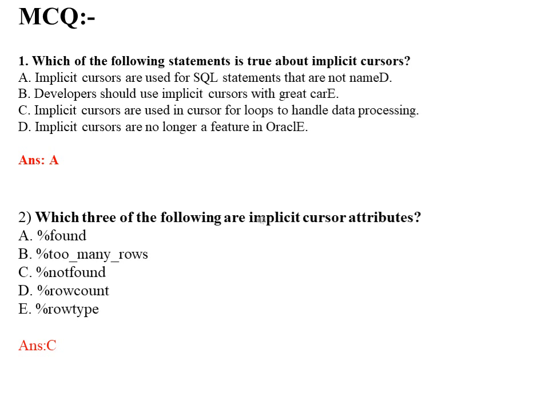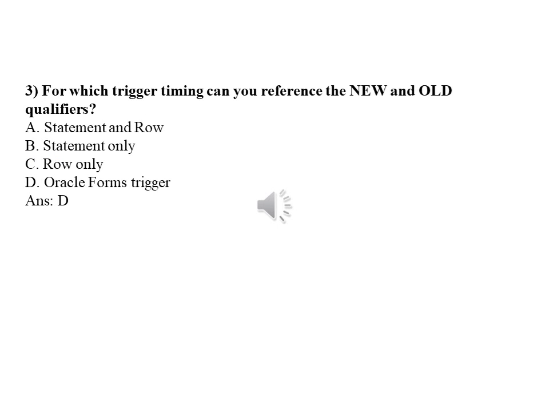Question number 2. Which three of the following are implicit cursor attributes? Option A, %FOUND. Option B, %TOO_MANY_ROWS. Option C. Third question. For which trigger timing can you reference the NEW and OLD qualifiers? Option A, statement and row. Option B, statement only. Option C, row only. Option D, Oracle Forms trigger.